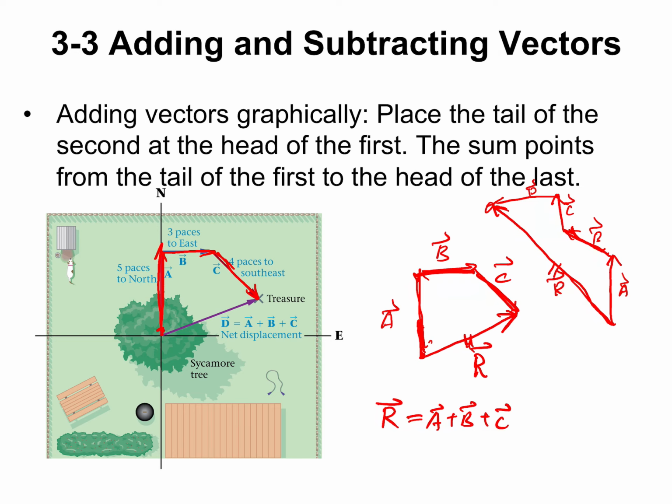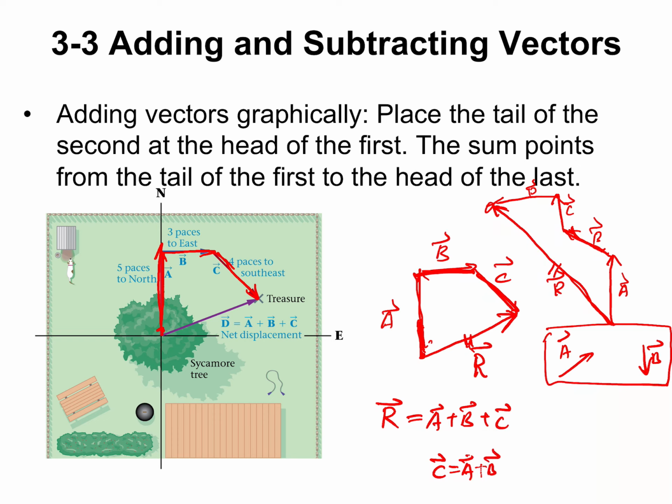Here's how you add vectors together. Assume you have a vector A, and you have another vector B. How do you add them together? Maybe you have a C. Let's just add A and B together. So here are two vectors. How to get vector C equal to vector A plus vector B? You can add them together in a graphic way.